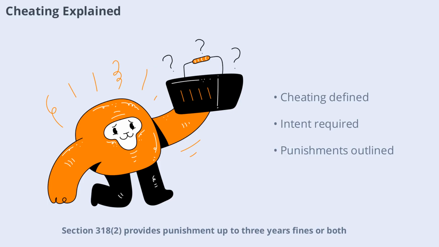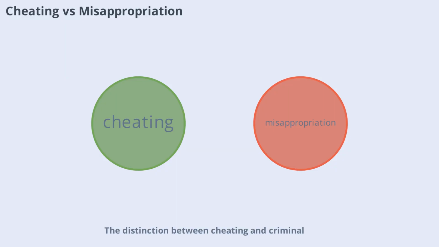Section 318(3) and 318(4) address cases where cheating causes wrongful loss or induces delivery of property. The distinction between cheating and criminal misappropriation lies in the timing and intent. Cheating requires dishonest intention at the initial stage of the transaction, while misappropriation can occur later through a change of mind. For example, if someone intends to deliver goods but later refuses, it may be misappropriation, not cheating. The law clarifies these nuances to ensure accurate prosecution and fair outcomes.